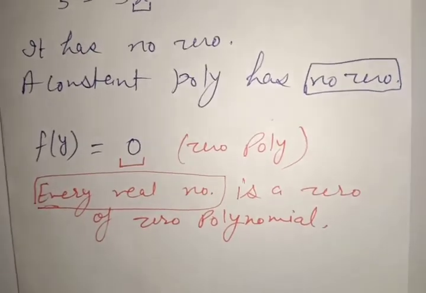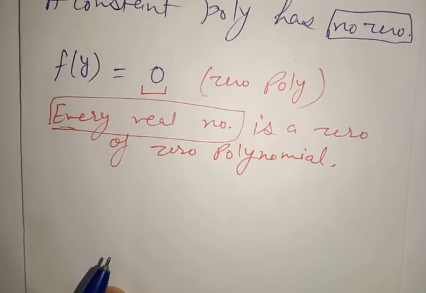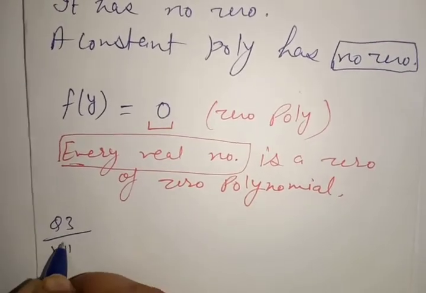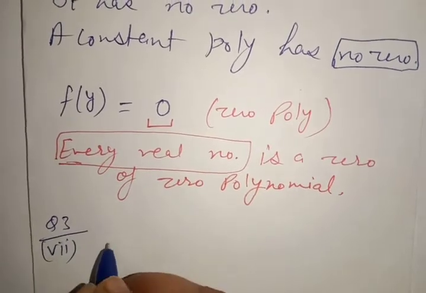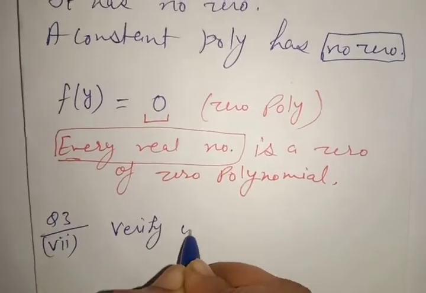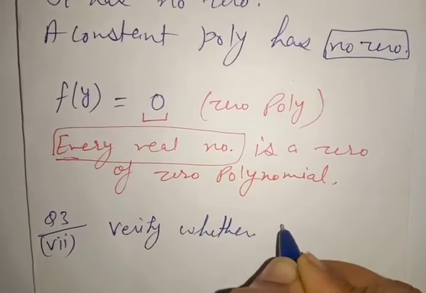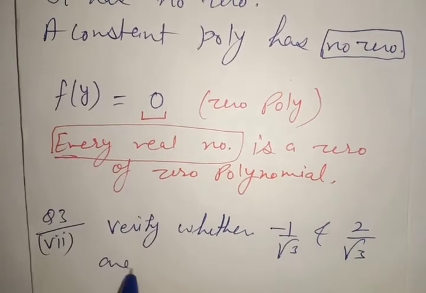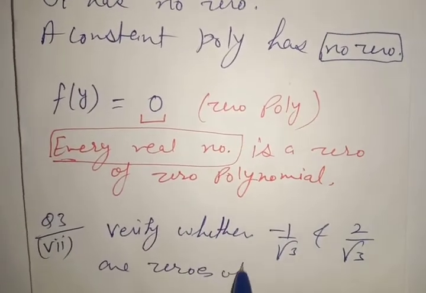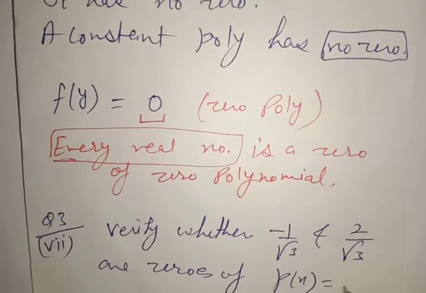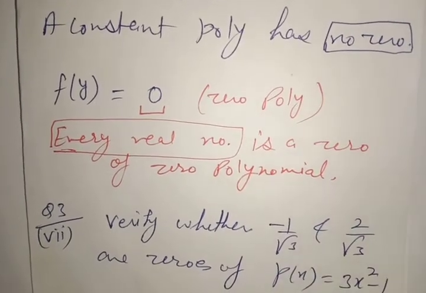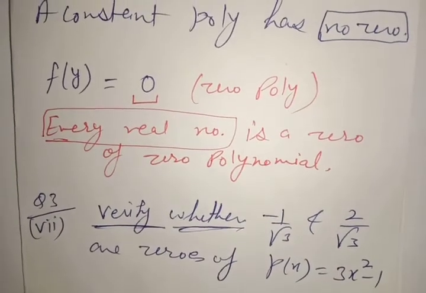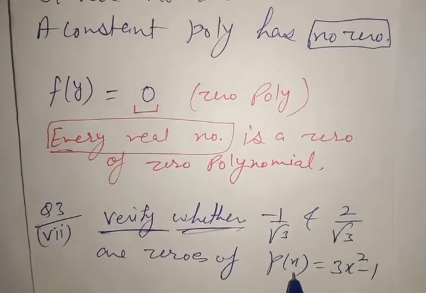Now the concepts of this exercise are these only. Now we move on to question number 3, and I am taking the 7th part. The question is, verify whether minus 1 by root 3 and 2 by root 3 are zeros of p(x) which is equal to 3x square minus 1. We need to check, so how will we check? In place of x we'll put the value.